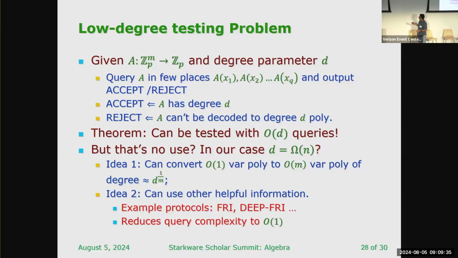What we want to do is query the function in a few places and then check to see if it's a degree d polynomial or not. If the polynomial has degree d, then we should accept it. If it's far from degree d polynomials, if it cannot be decoded into a degree d polynomial uniquely, then we want to reject it. This is the task that was underlying FRI and STIR and DEEP-FRI and lots of other protocols. They did it in an interactive IOPP setting, but you can define it in a non-interactive setting.